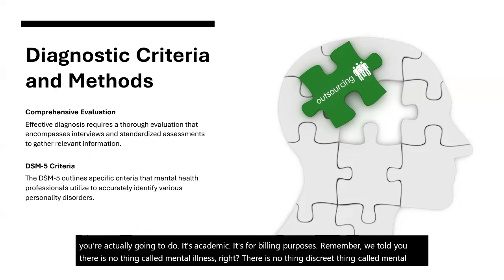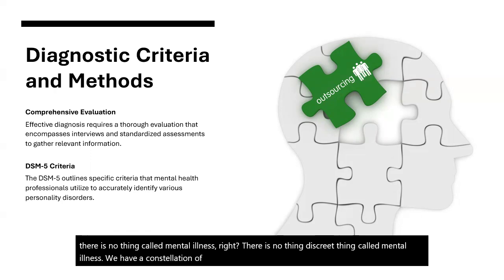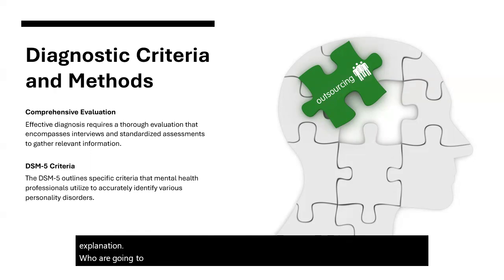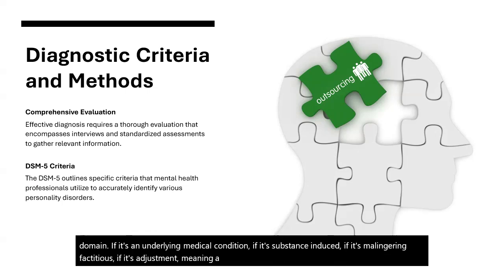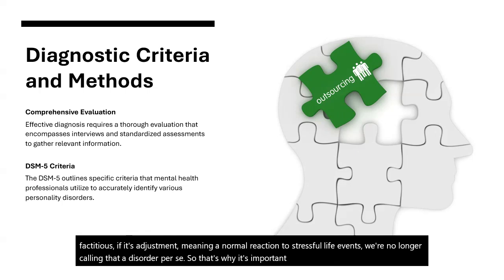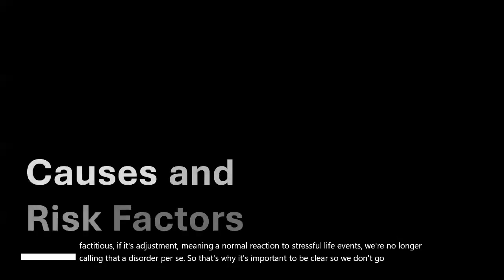We have a constellation of symptoms and signs that, in the absence of another explanation, we're going to call a disorder. But the minute we find another reason, it goes outside that domain. If it's an underlying medical condition, if it's substance-induced, if it's malingering or factitious, if it's adjustment, meaning a normal reaction to stressful life events, we're no longer calling that a disorder per se. So that's why it's important to be clear so we don't go around mislabeling people.